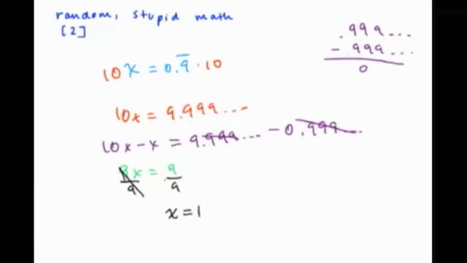But wait, didn't we already define earlier that x was equal to 0.9 repeating? Well, yes. Well, that must mean something, shouldn't it? Yes, it does, because according to the transitive property, if x is equal to 0.9 repeating, but x is also equal to 1, then through the transitive property, 0.9 repeating must also equal 1.